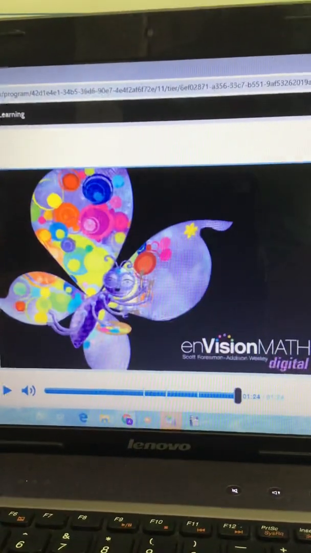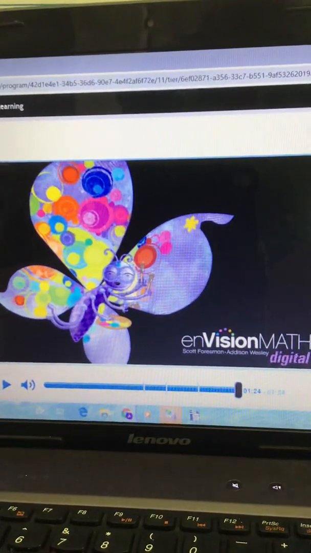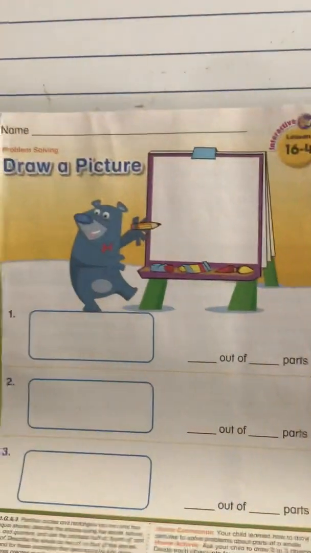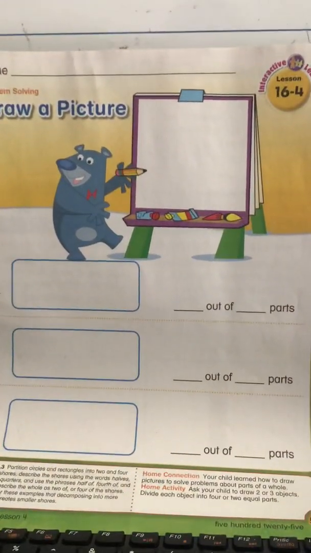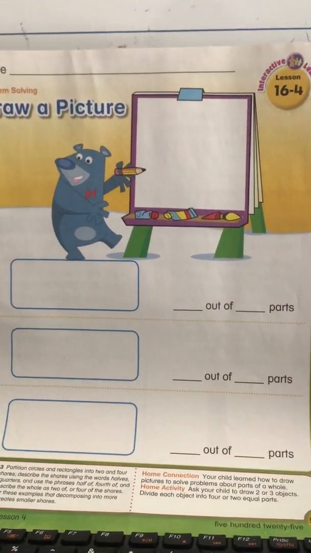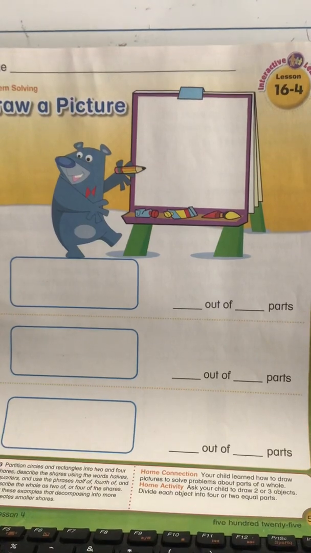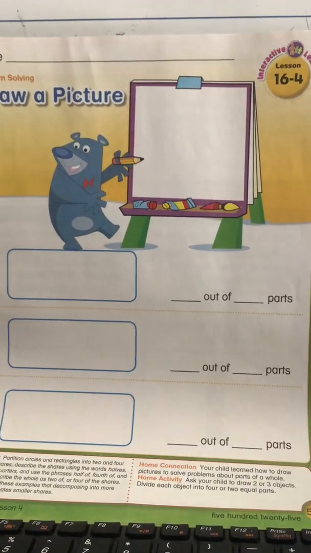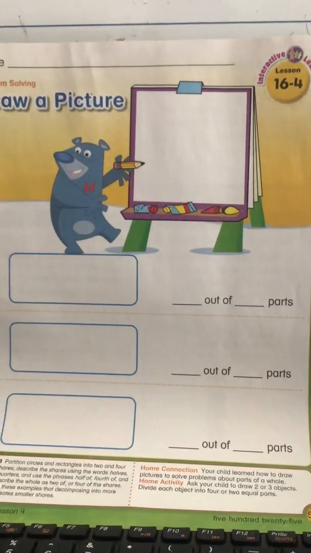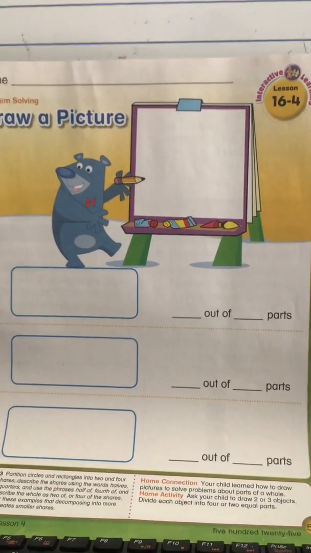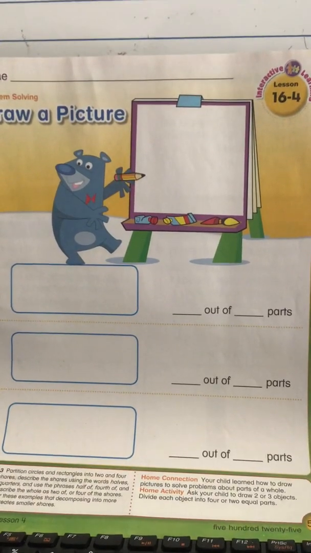Okay, so grab your papers, 16-4. We're going to do some drawing today. Don't get frustrated. It's okay if your drawings are not perfect. It does not have to be perfect. I'm going to be drawing it on the board so that you can work along with us. I'm just going to pick colors. It's okay if you are using different colors or even your pencil.